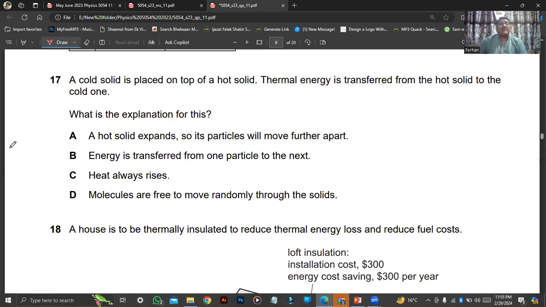Question number 17. A cold solid is placed on top of a hot solid. Thermal energy is transferred from the hot solid to the cold one. What is the explanation for this?